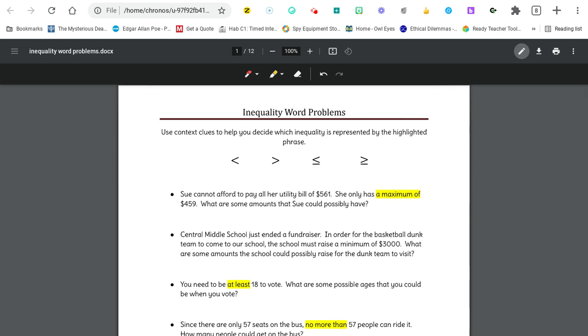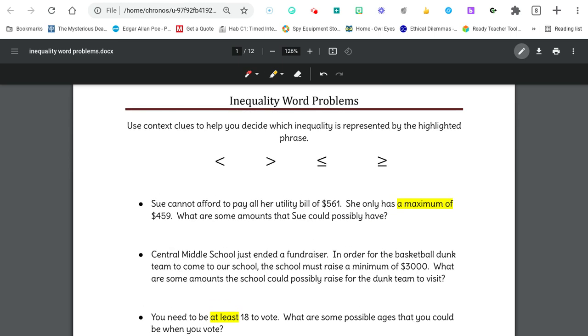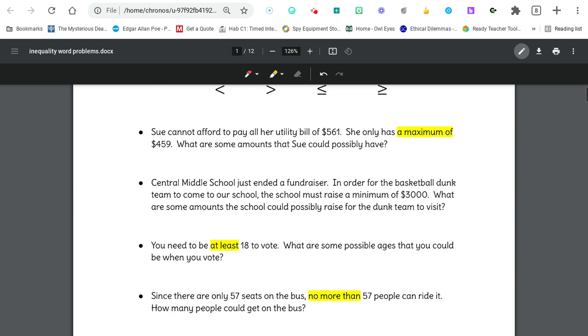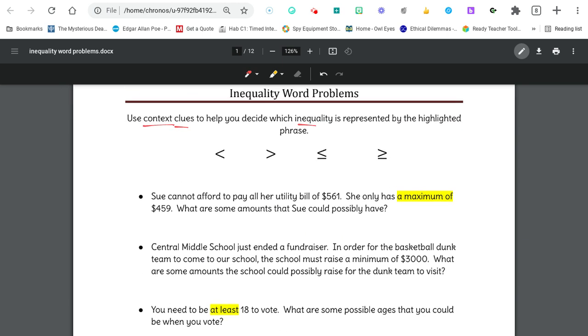All right, so let's take a look at the first page. When we have these word problems, we're going to be looking for context clues to help us decide which inequality is represented. So I've highlighted some in these following sentences or situations that I've written, but I want to go through this again. This is the bent L for less than. It's the broken G for greater than.